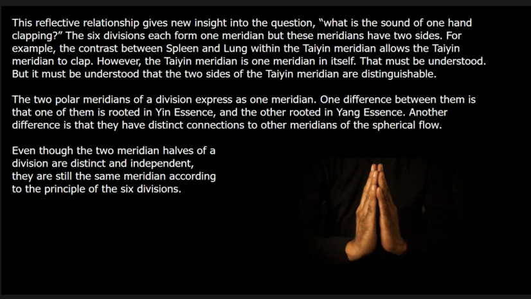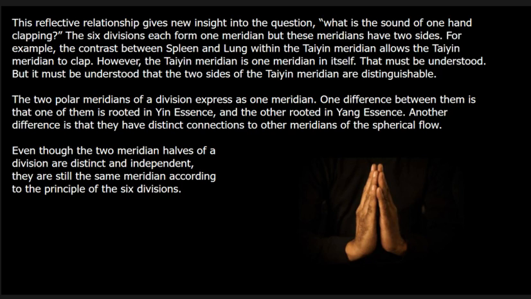This reflective relationship gives new insight into the question, what is the sound of one hand clapping? The 6 divisions each form one meridian, but these meridians have 2 sides. For example, the contrast between spleen and lung within the Tai Yin meridian allows the Tai Yin meridian to clap. However, the Tai Yin meridian is one meridian in itself. That must be understood. But it must be understood that the 2 sides of the Tai Yin meridian are distinguishable.